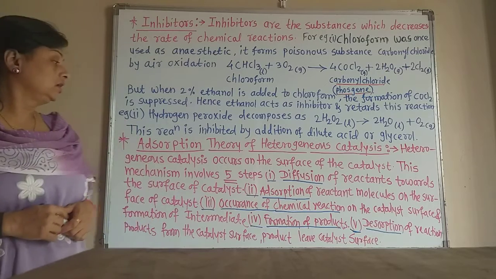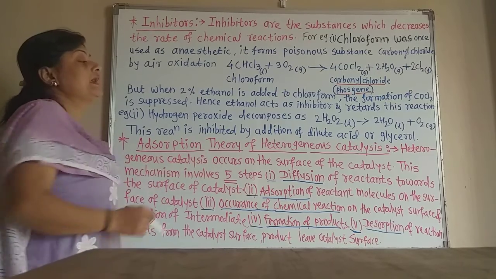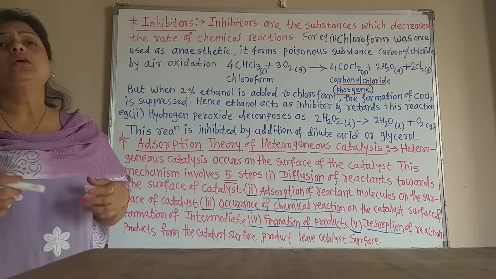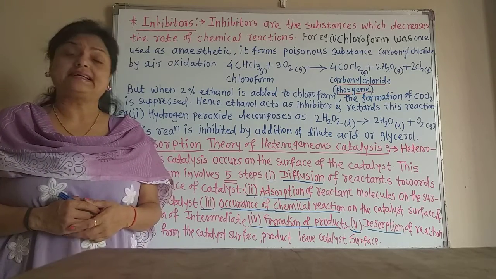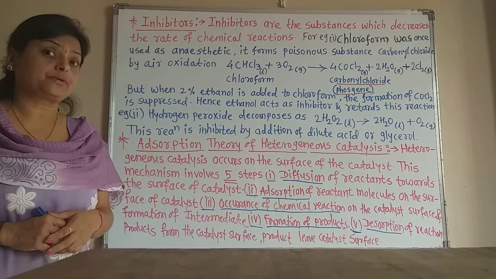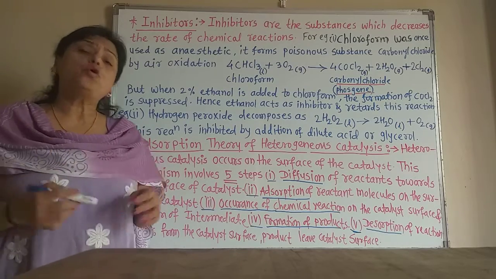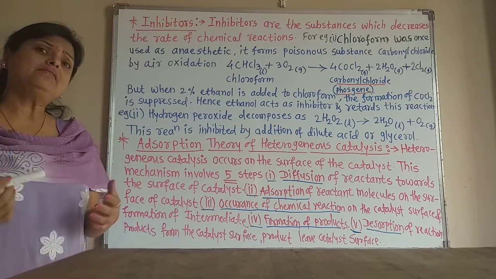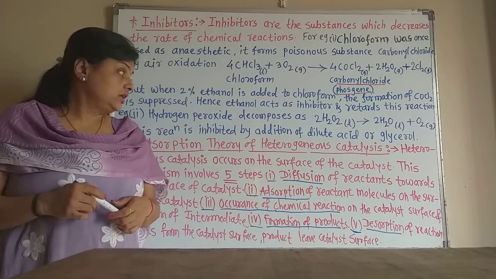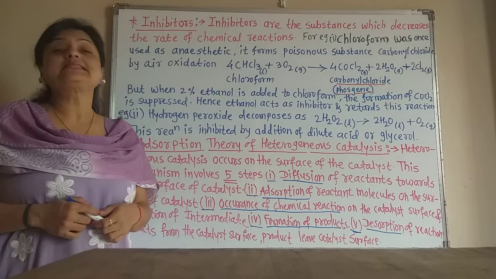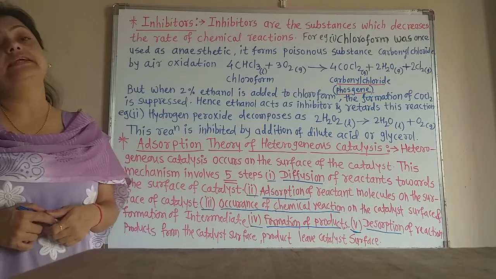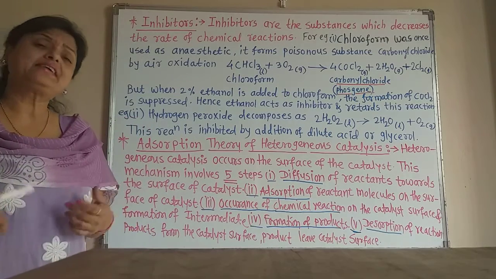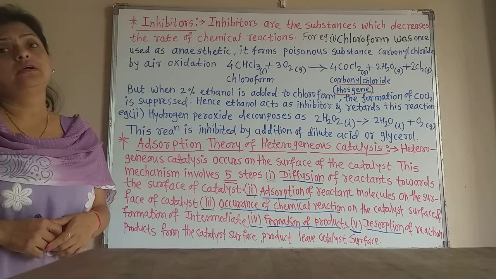Now, let us learn the adsorption theory of heterogeneous catalysis. We know there are two types of catalysis, homogeneous catalysis and heterogeneous catalysis. We already learned that in the last lecture. Now, in homogeneous catalysis, both the reactants as well as the catalyst are always in the same phase. But in heterogeneous catalysis, the reactants and the catalyst are in different phases, and always the catalyst is in the solid phase and the reactants may be gases or liquid substances.